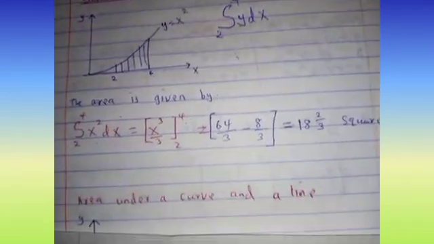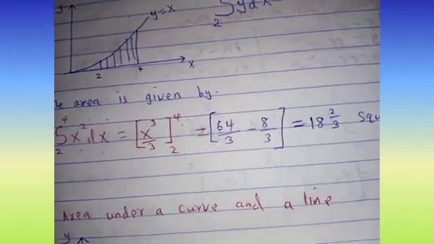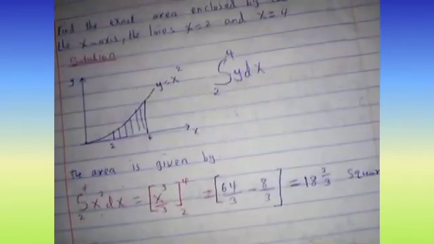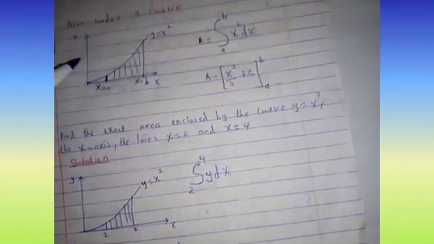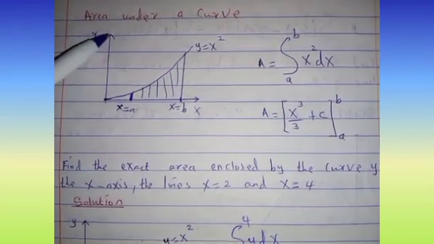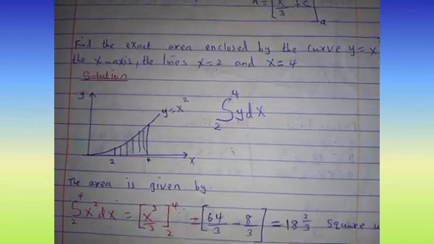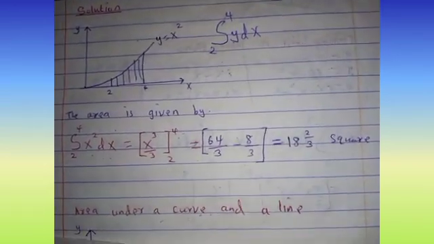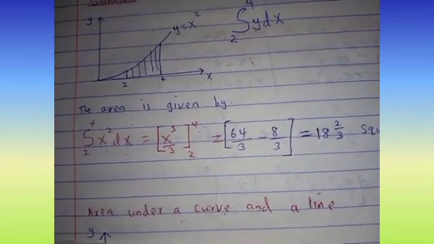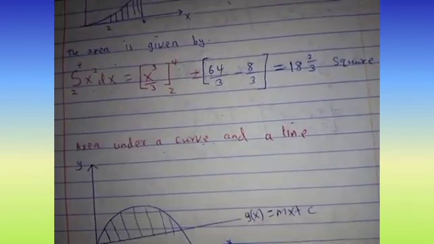The next part which you can be asked is the area between a curve and a line. So this one was simply the area under a curve. But now this other one is the area between a curve and a line.